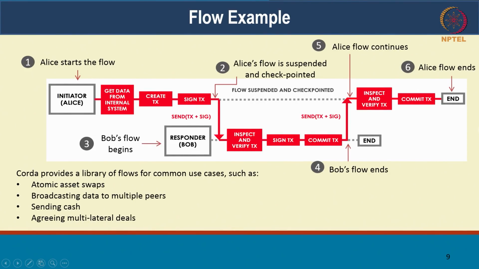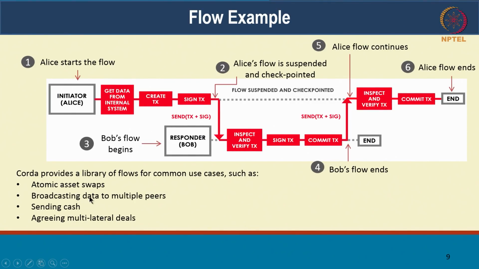And because all of these are recorded immutably, once both of them commit, no one can go back on their transactions. Because some of these flows can be complicated, they can involve multiple parties. Here it's just a two-party flow. These flows can involve multiple parties and multiple signatures.